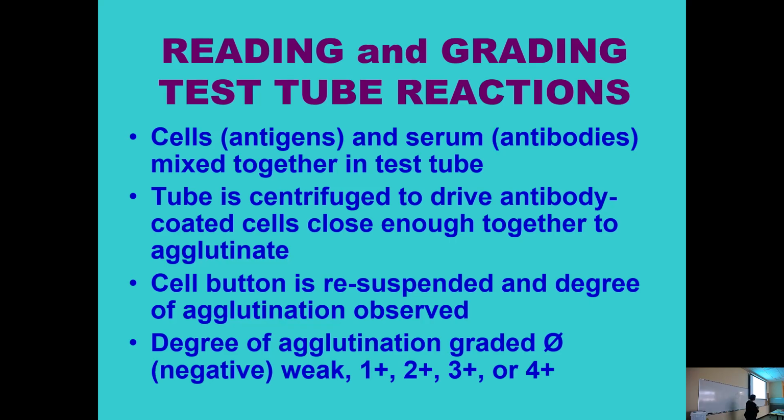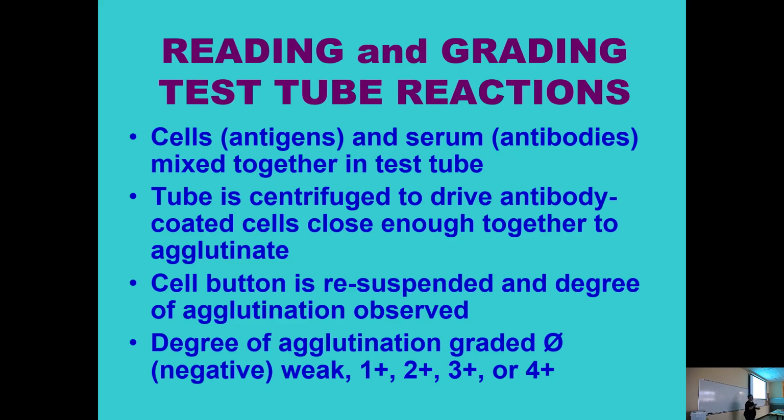So when we're doing this, we put cells and serum mixed together in a test tube. We centrifuge the tube. By spinning the antigens and antibodies in the tube, we're pushing those cells together to help them react. That's why, before we do any readings, we spin it, because we want to push them together to help them react. If I just let them sit, eventually you're going to have some agglutination, but not enough. We want them shoved together.